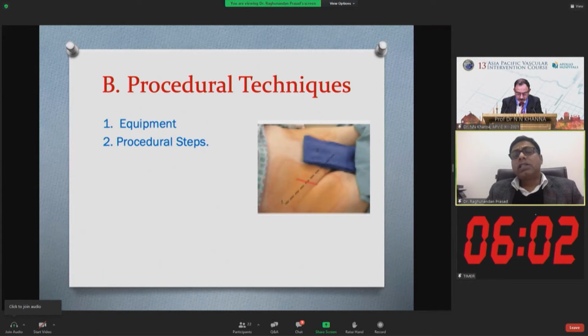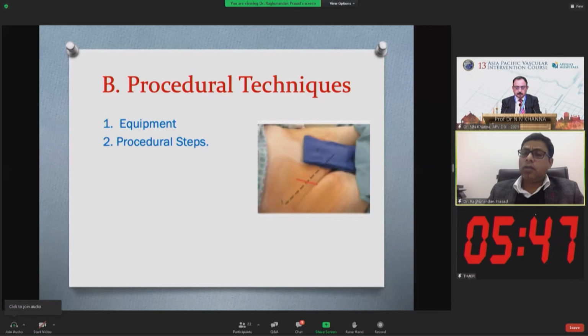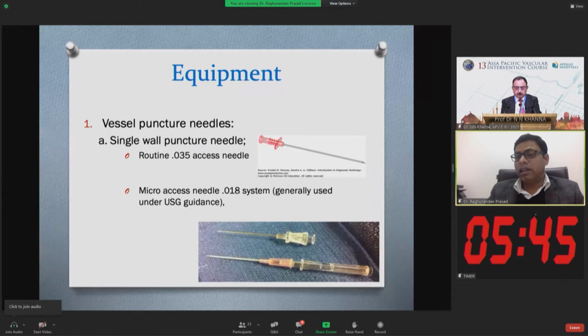The next important step is the procedural technique. Technique is again a very important step. For this presentation, I will cover technique in two parts. First is the equipment, and second is the procedural steps. In the equipment part, we need a puncture needle. Based on the patient history which we have collected, there are basically two types of puncture needle available, and we should select very carefully.